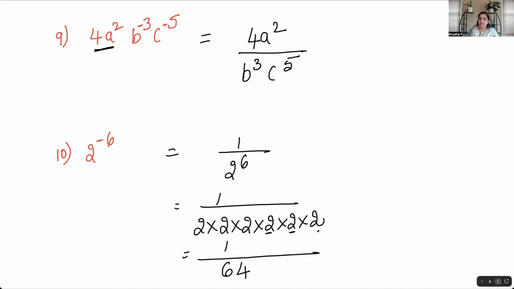So it is 1 over 64. So 2 to the power of minus 6. In the numerator, you have a negative exponent. So when you move it to the bottom, it will become a positive exponent.